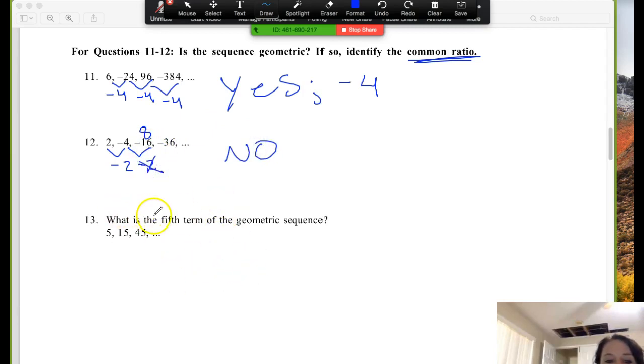Okay. What is the fifth term of this geometric sequence? So we have 1, 2, 3, we need 4, 5.